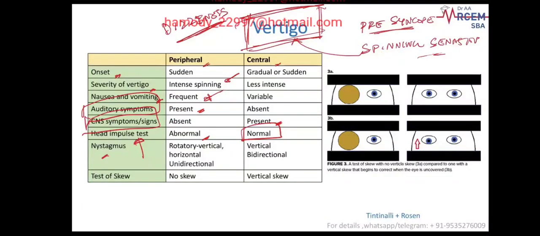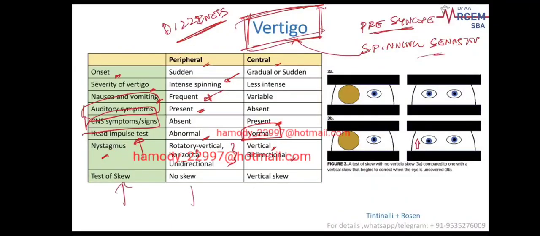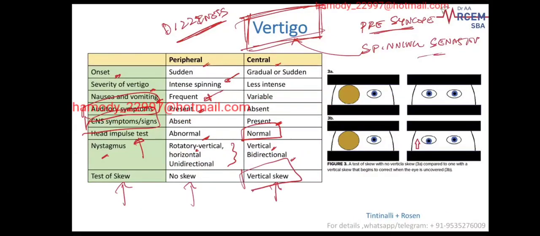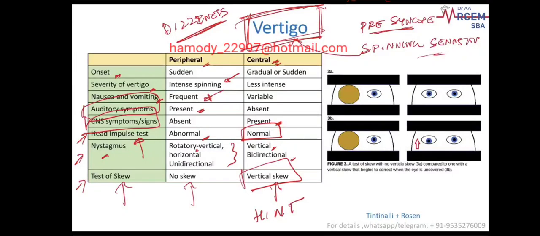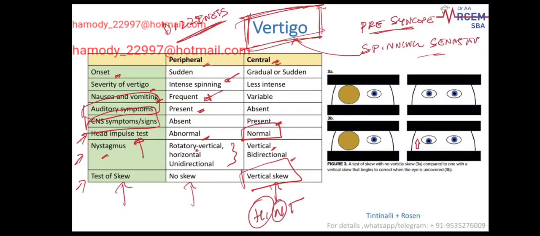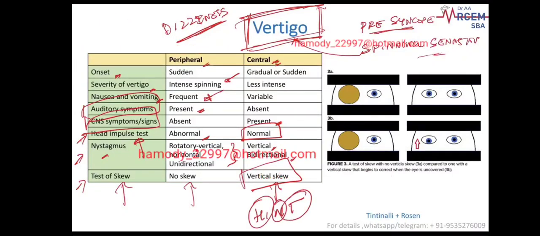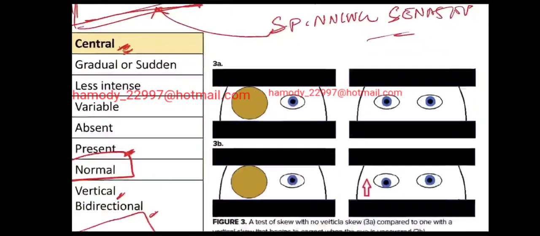Nystagmus, I'll be studying in the next slide. Most of the time in peripheral, it will be horizontal and unidirectional, rarely rotational. Vertical or bidirectional is more likely to be a central cause. Skew test: nose skewing and vertical skew. Vertical skew is highly suggestive of a central cause. These three tests are very important, which can be done at the bedside. It is simply known as the HINTS test, where HI stands for head impulse, N stands for nystagmus, TS stands for test of skew. What the skew test is, we'll be seeing now.